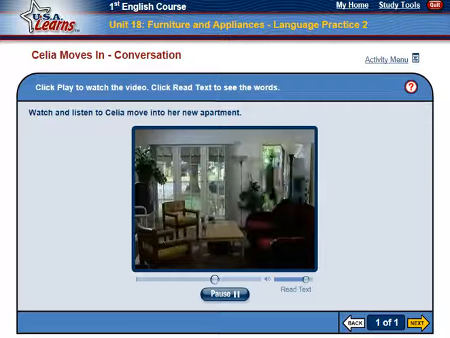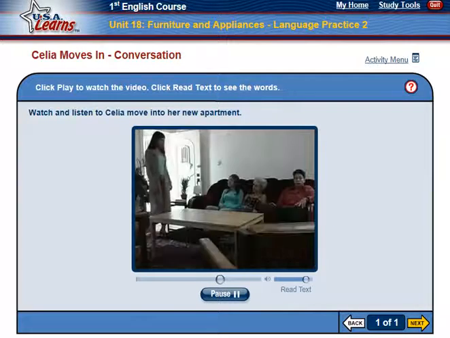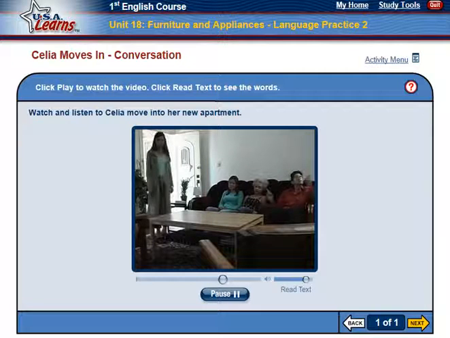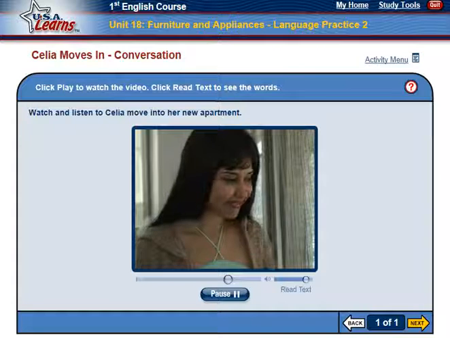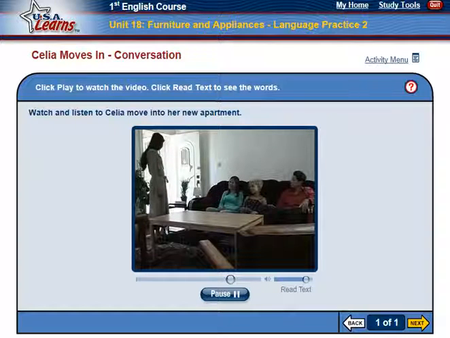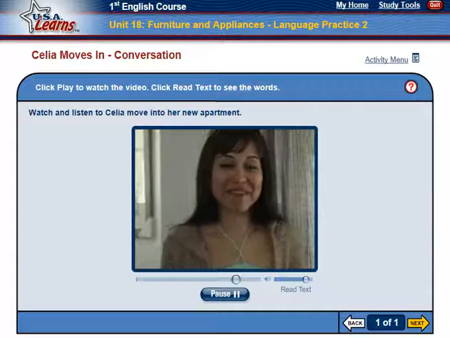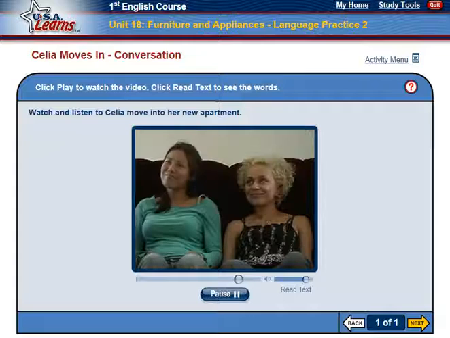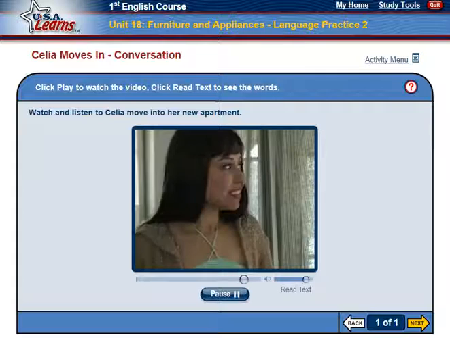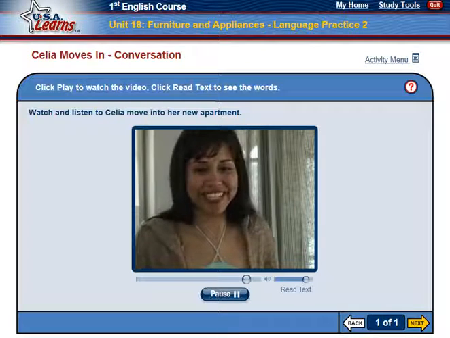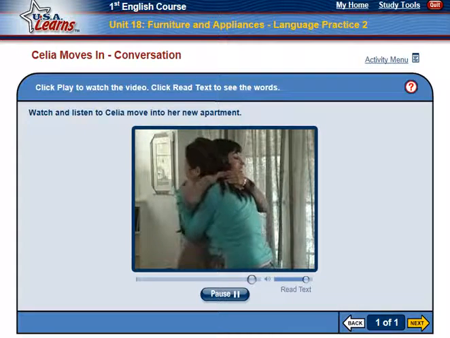Is that everything? We have two chairs and two lamps. You have a coffee table and a sofa. You have some pots and a television. Yes, you have a great apartment. It's my first apartment in the United States. I can't believe it. I'm very happy. Oh, I'm so happy for you too. You're so lucky.